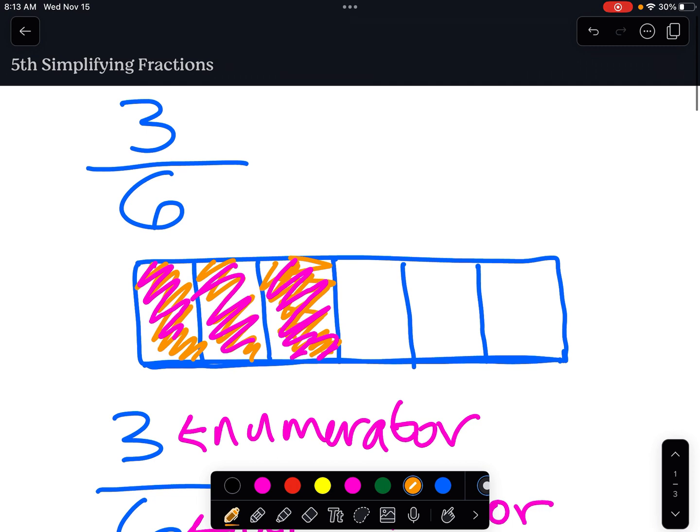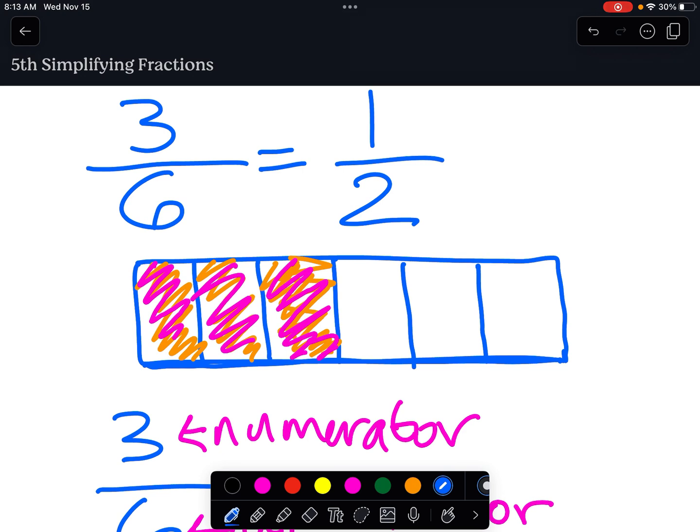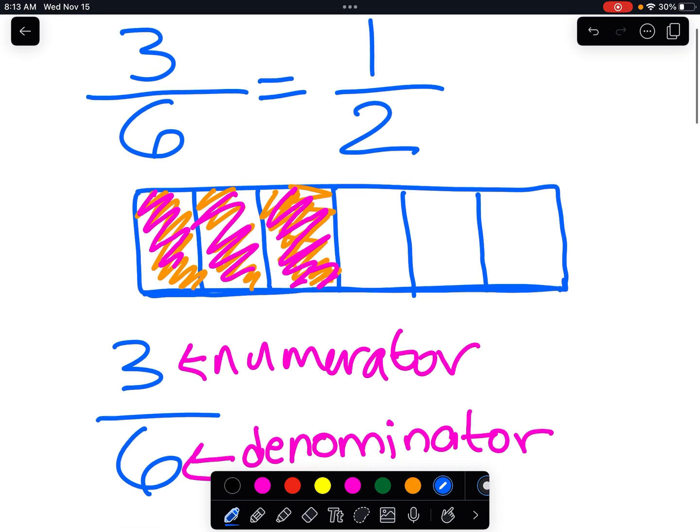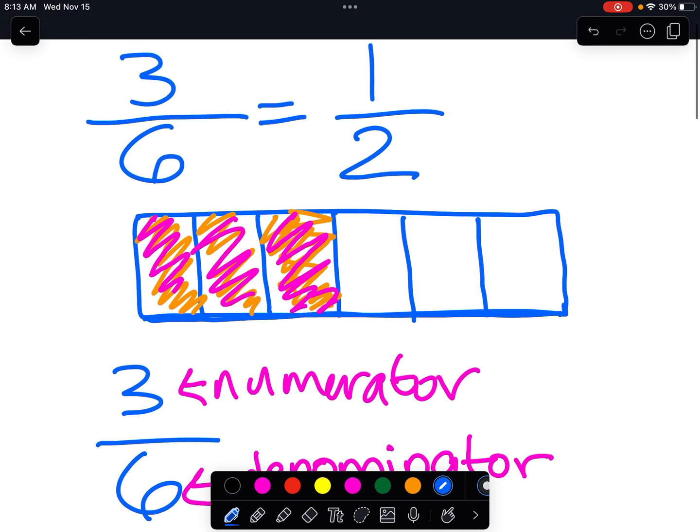Let's go back up here. Now we know that 3/6 equals 1/2, and we've simplified 3/6 to 1/2. And as we look at this picture here where we highlighted 3 of the 6 pieces.